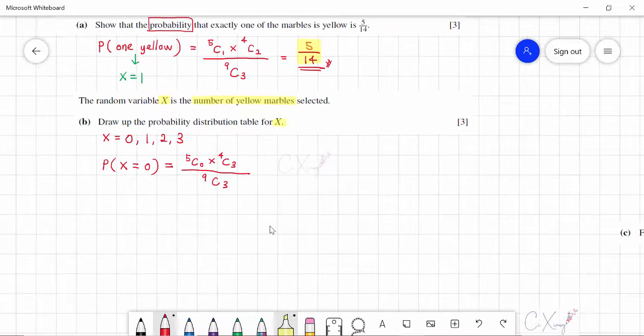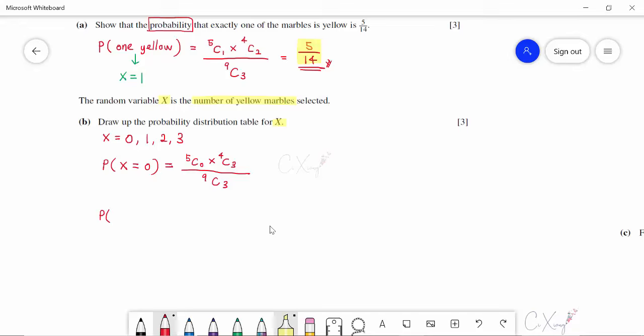After that, x equals 1 is the answer that you already got in part A, so you can skip it. Then you proceed to x equals 2. So x equals 2 will be 5 yellow, you want to choose 2 of them, multiplied by 4C1, then divided by 9C3. The last one will be x equals 3, which means all the marbles are yellow. So 5C3 multiplied by 4C0 divided by 9C3.